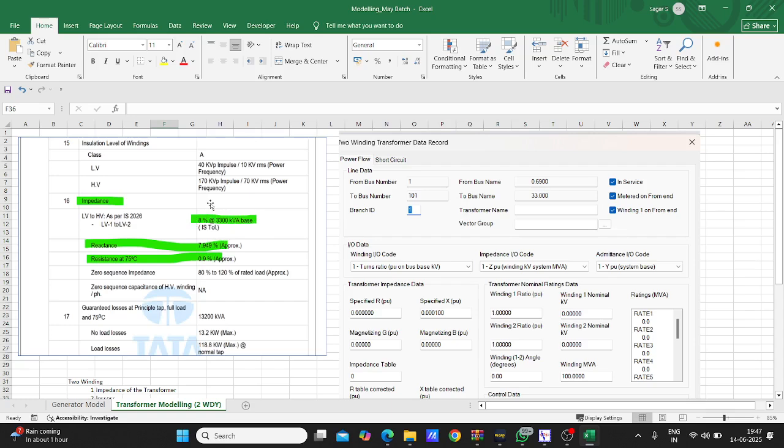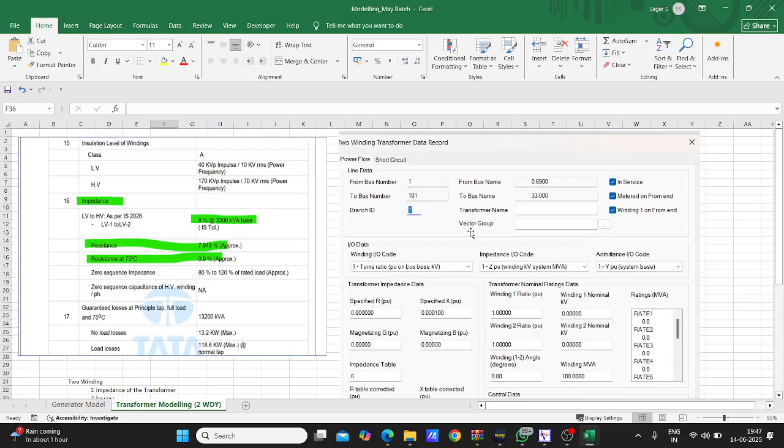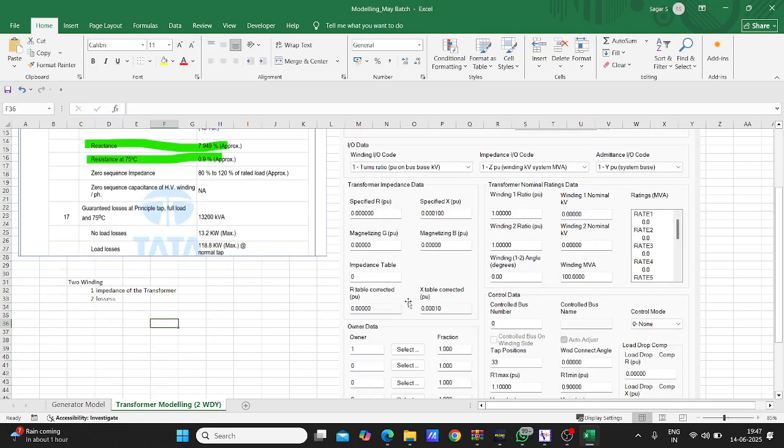Okay, at its own winding MVA base, that is 3.3 MVA base or 3300 kVA base. Anything is fine. Now we can jump onto the transformer details. What they are asking is the transformer impedance data. This transformer impedance data is specified as an R and X.